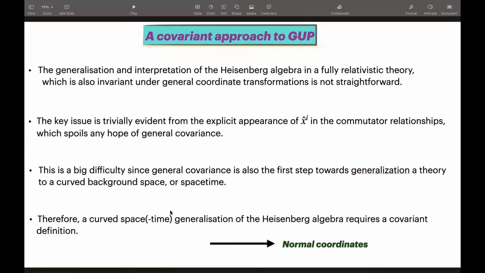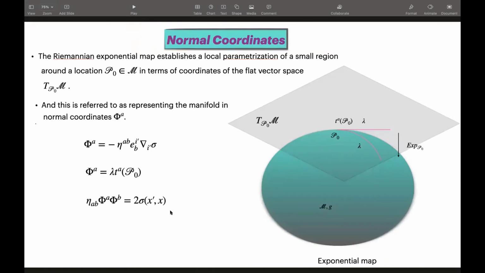Therefore, in curved space-time, the generalization of the Heisenberg algebra requires a covariant definition, and for that we define the normal coordinates. The Riemann exponential map establishes a local parameterization of a small region around a location P0, a point in the manifold, in terms of coordinates of the flat vector space at P0. This is the vector space, and the exponential map is a mapping from the tangent space to the manifold, such that we can represent the manifold in normal coordinates.